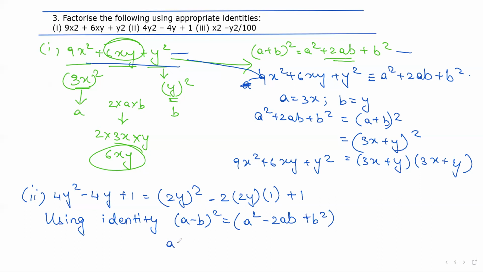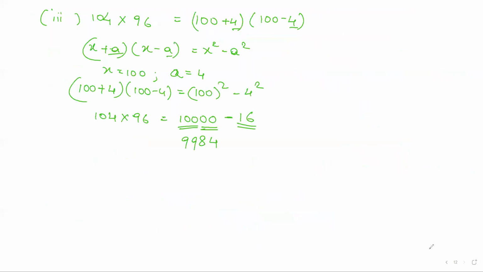comparing these, the a value is 2y and your b value is equals to 1. If this is the scenario, then you can say your given value, which is 4y square minus 4y plus 1 is equals to 2y minus 1 whole square, which is equals to 2y minus 1 into 2y minus 1. Factors are always linear polynomials to the power 1.